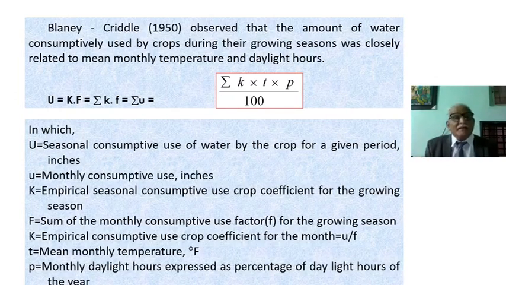Of course, Blaney and Criddle, 1950, have proposed an excellent concept, taking advantage of the amount of water stored in the plant parts. That's what they told. The equation we have discussed: they have taken U, seasonal consumptive use of water by crop for a given period in inches; u, monthly consumptive use; K, empirical seasonal consumptive use coefficient; F, sum of the monthly consumptive use factor; k, empirical consumptive use coefficient; t, mean monthly temperature in degrees Fahrenheit; and monthly daylight hours is p. That's what they have.